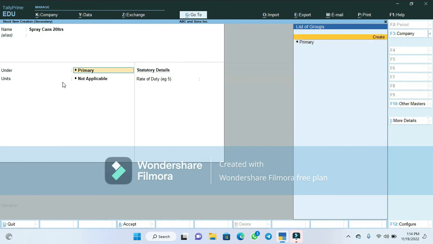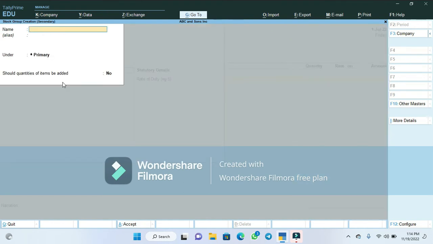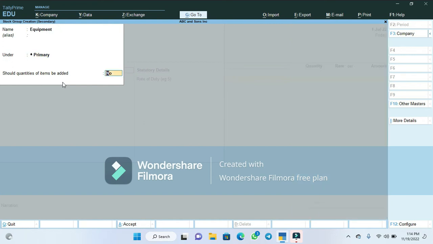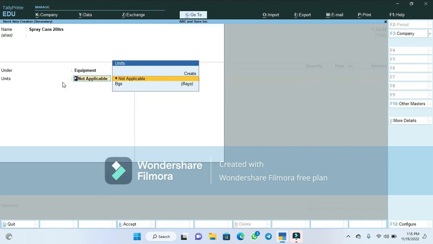Under this we can also create a group. We can say equipment, primary. Should quantities of items be added? No, since it's primary and it's a group. Then we want to know which units the spray cans are in. You can see the reason I included that spray cans 20 liters. Once we create another spray can denomination, we shall need to identify or differentiate them in the accounting process.